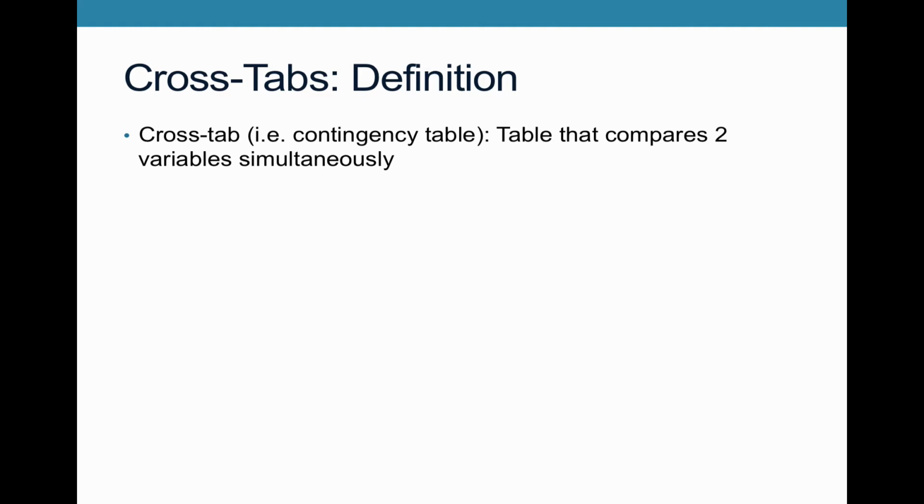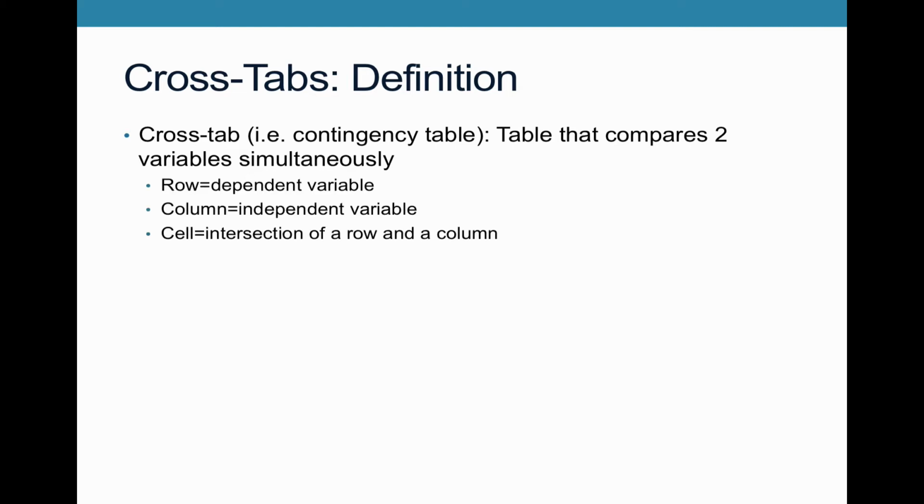It can never compare more than two variables, because simply you have only two dimensions that we're looking at. So this is often a 2x2 table, or sometimes a little bit more than that. So just going through this, the rows will be your dependent variable. The columns will be the independent variable, and then the cell will be the intersection between the row and the column. So to show what these are, I'm going to go through an example here.